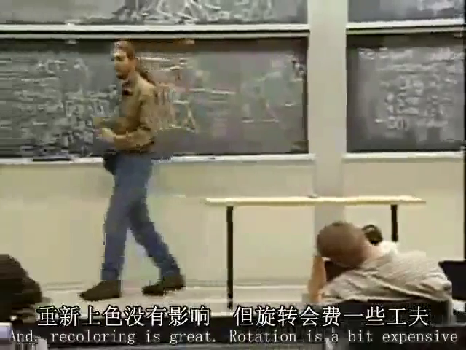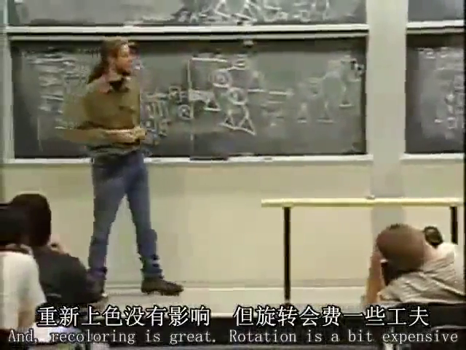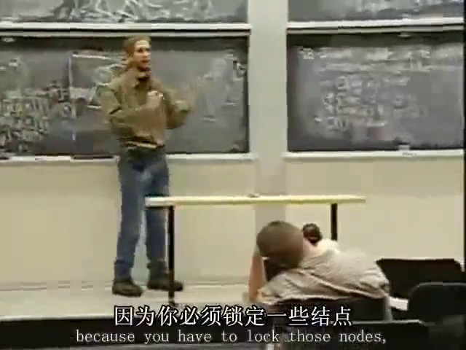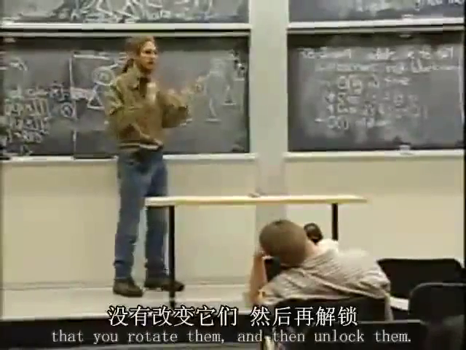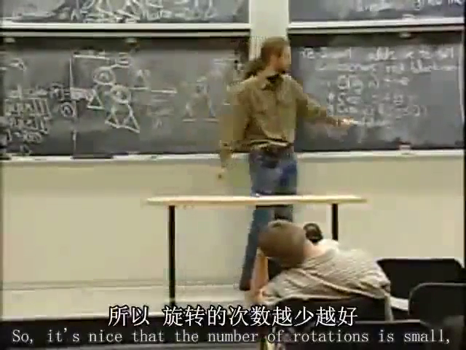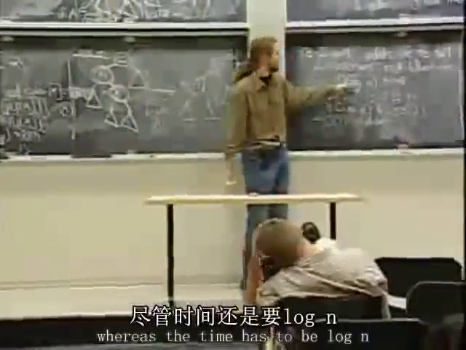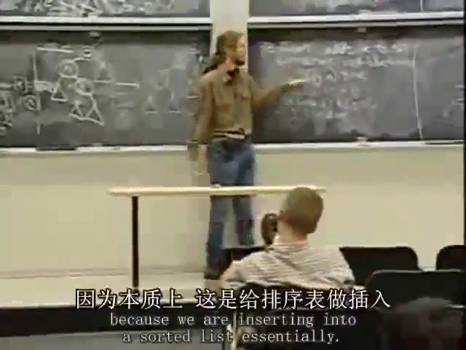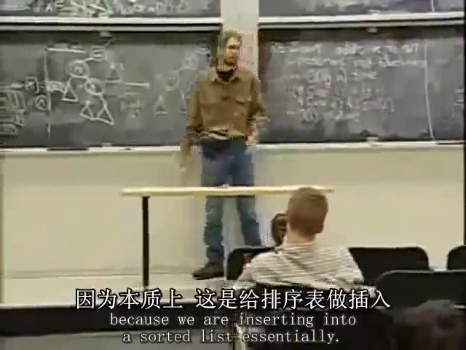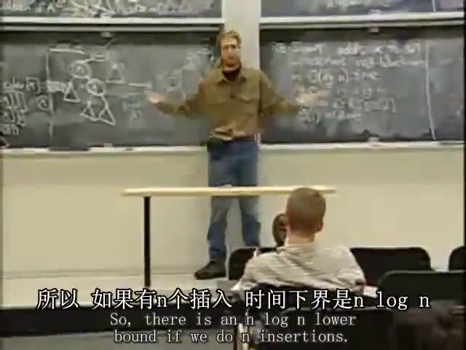And recoloring is great. Rotation is a bit expensive because you have to lock those nodes, make sure no one touches them for the duration that you rotate them, and then unlock them. So it's nice that the number of rotations is small, really small, just 2, whereas the time has to be log n because we're inserting into a sorted list, essentially. So there's an n log n lower bound if we do n insertions.